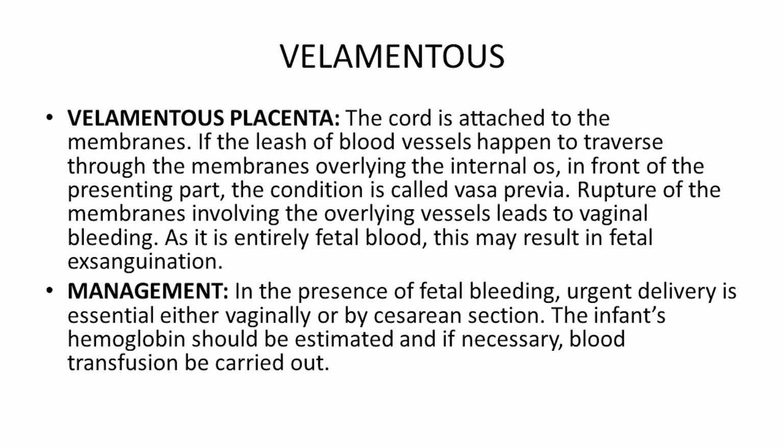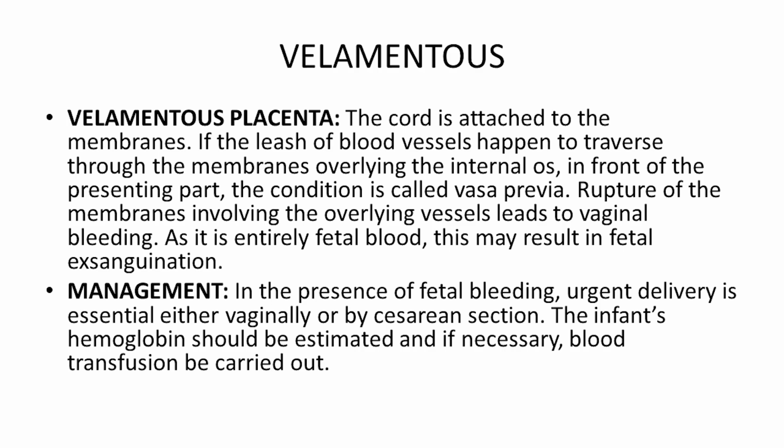Velamentous insertion of the cord, also called velamentous placenta. In velamentous insertion, the cord is attached to the membranes. Now, if a leash of blood vessels happens to traverse through the membranes, overlying the internal os, and in front of the presenting part, it is called vasa previa. Rupture of the membranes involving the overlying vessels will lead to vaginal bleeding, and the blood is usually entirely fetal blood, and this may result in fetal exsanguination and death.